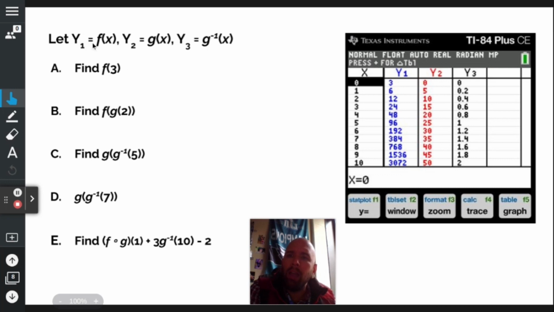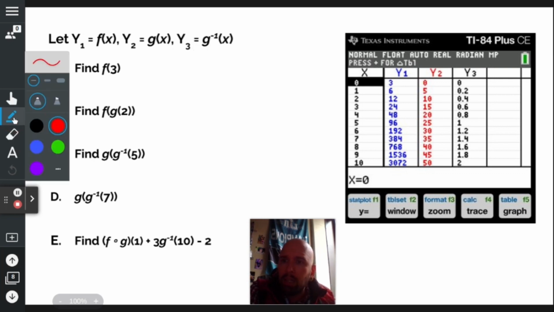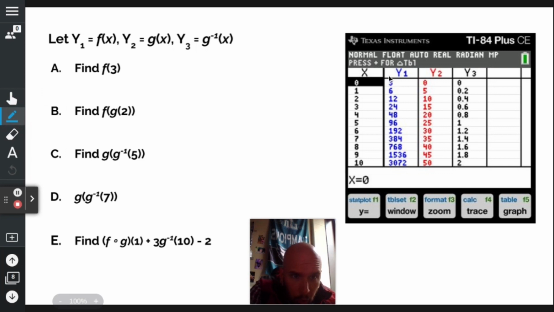Let y sub 1 equal f of x, y sub 2 equal g of x, and y sub 3 equal the inverse of g of x. Find f of 3. So your f, your g, and your g inverse. f of 3 is 24. Okay, simple.